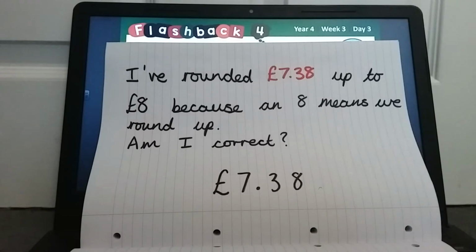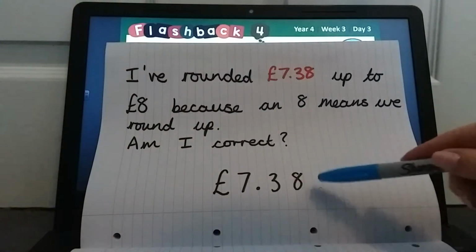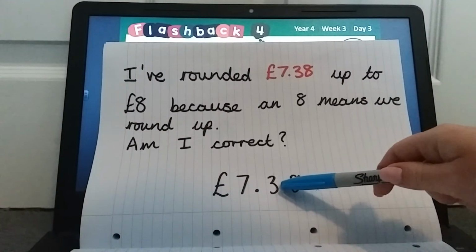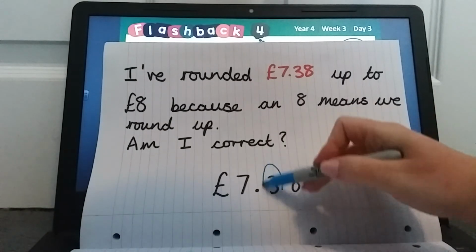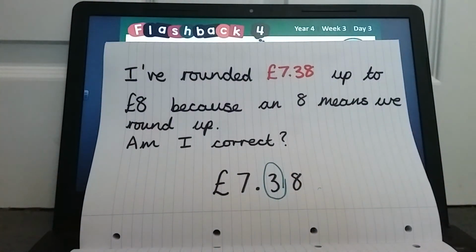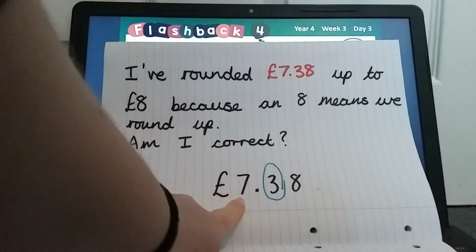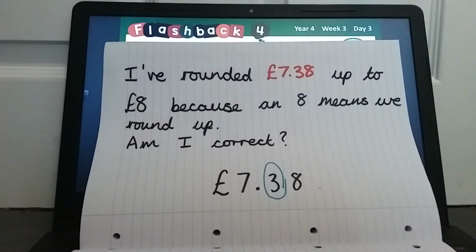So I've accidentally looked at the hundredths column rather than the tenths column to tell me whether I'm rounding up or down. So if I look at the tenths column instead, we've got a digit 3 in there. And that tells me I'm going to round down. Well done. So if I'm rounding down, would it go to £7 or £6? Because if I'm rounding down, I've got a 7 here and it's got to go down, so surely that means it's going to go to £6.